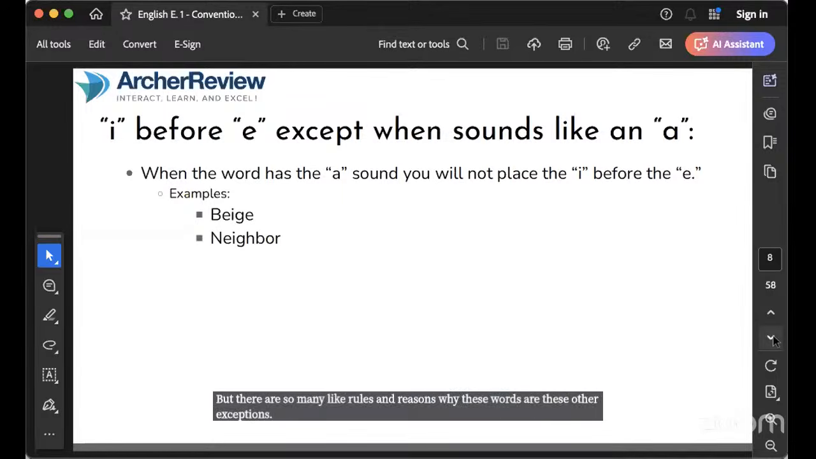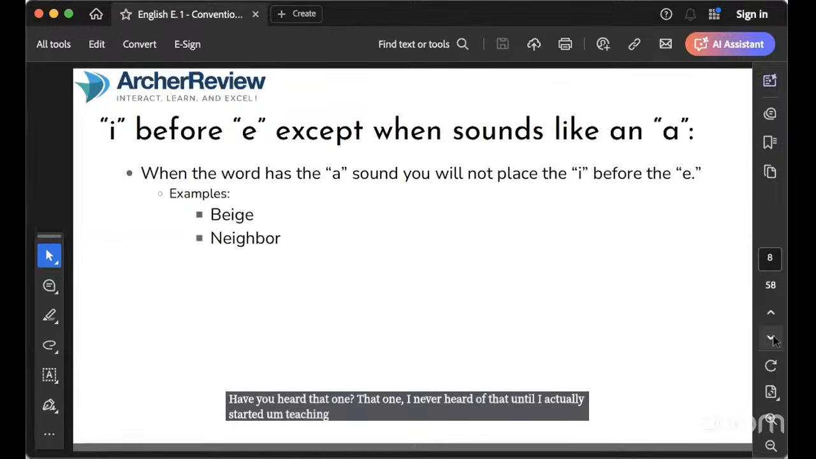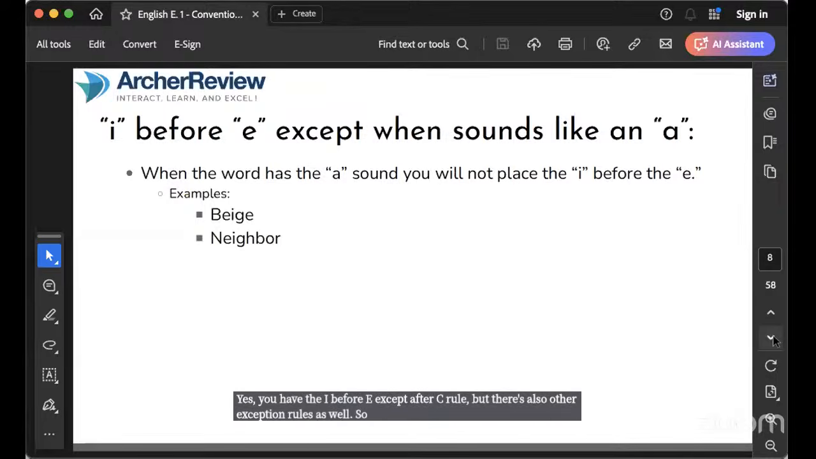So, besides I before E except after C, there's also I before E except when it sounds like an A. Have you heard that one? I never heard of that until I actually started teaching English myself, when I started teaching reading classes. Nope, nobody's heard of that one. So here's the thing. Yes, you have the I before E except after C rule, but there's also other exception rules as well.